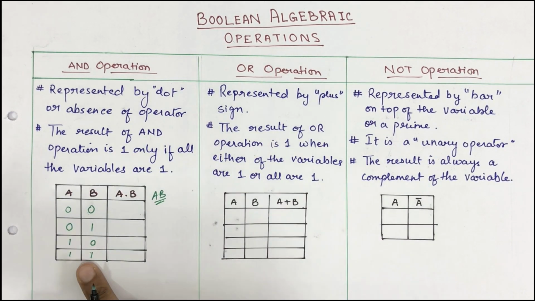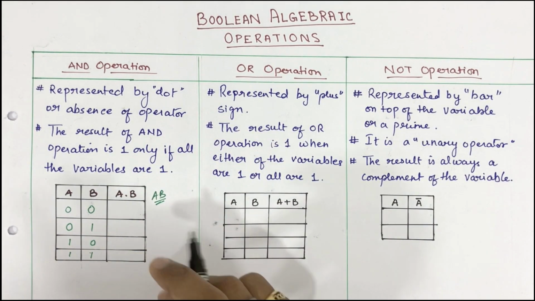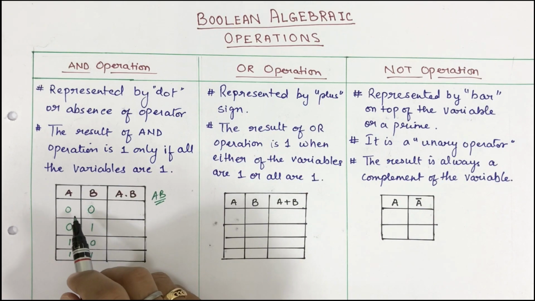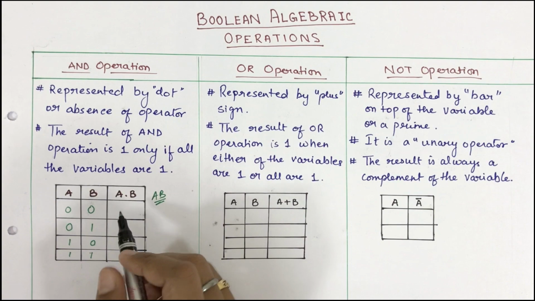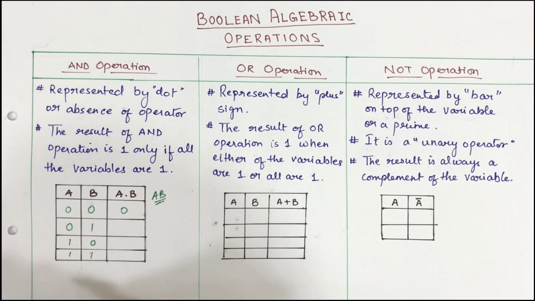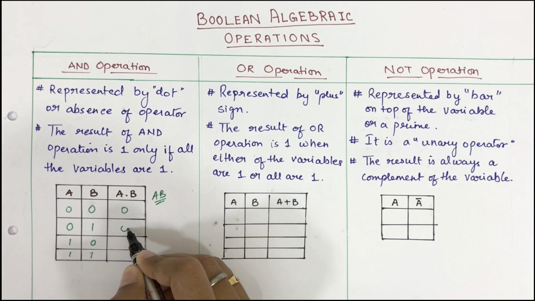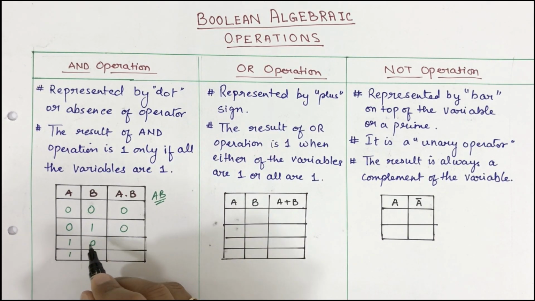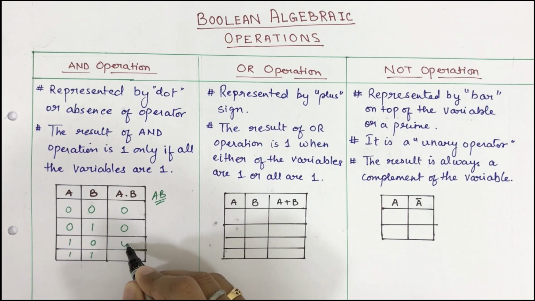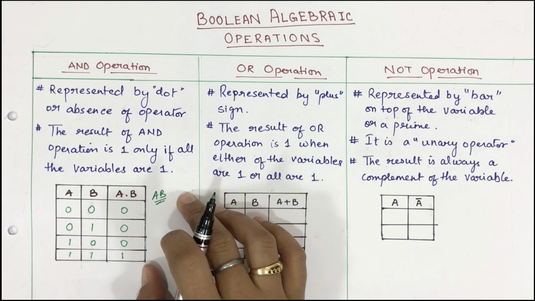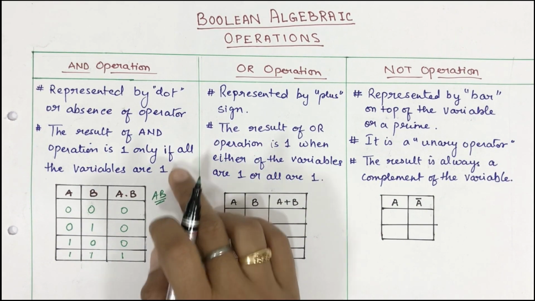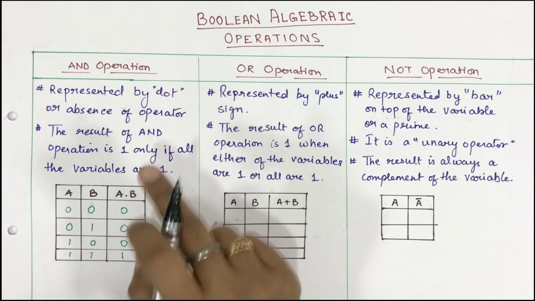Now we can see the result of this. As per the AND operation, 0 and 0 is 0. 0 and 1 is 0. 1 and 0 is 0. 1 and 1 is 1. This is the truth table for AND operation.